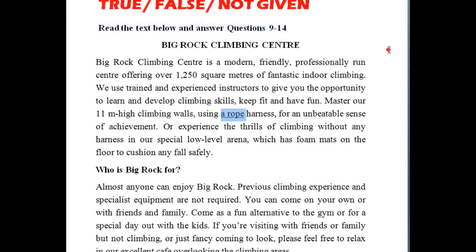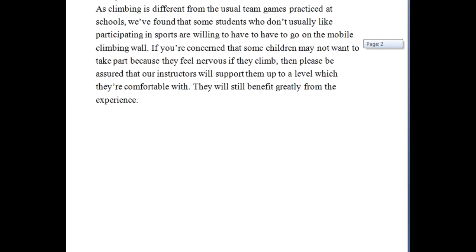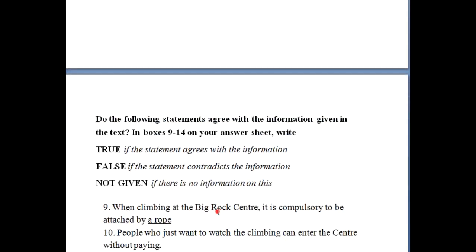Okay, I've underlined it. So now I'll come back to the question to find out what exactly I have to find out. He's saying, when climbing at the Big Rock Center, it is compulsory to be attached by a rope. What I have to find out is: is it compulsory to be attached by a rope? Now, in a true, false, not given type of question, if the same kind of statement is made in the passage, that means it is true.